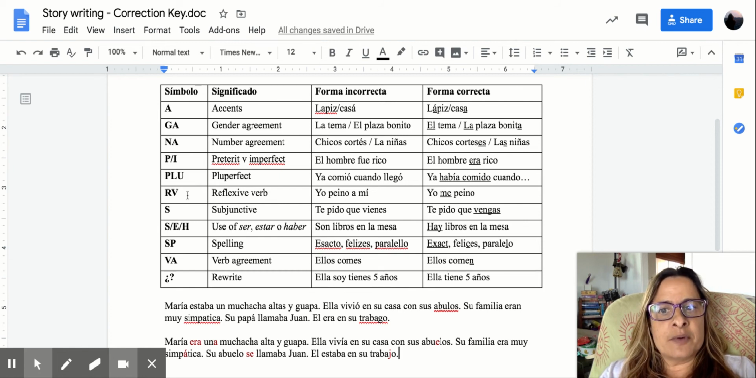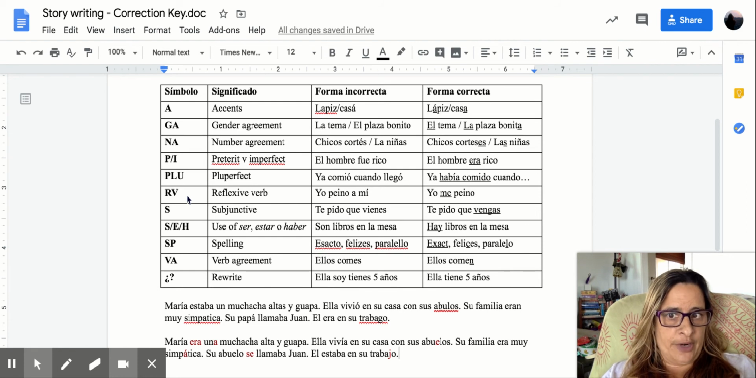RV is going to be a reflexive verb. So some verbs are just reflexive when you're doing the action to yourself. Yo me llamo Joyce. You need to remember to include that pronoun.